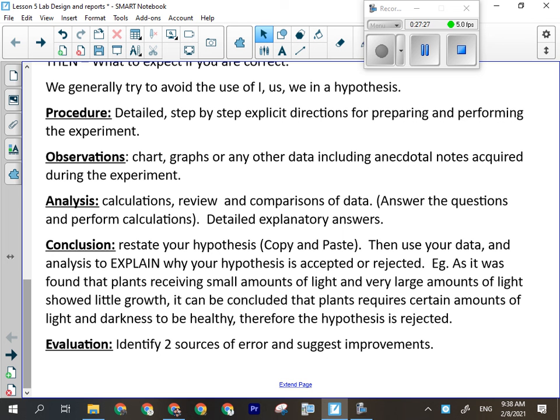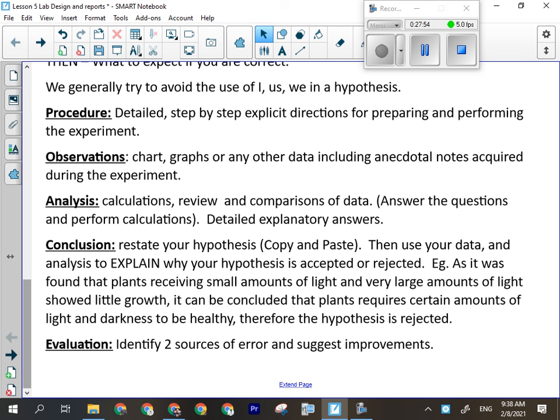Maybe a second source of error could have been something as simple as some of the seeds did not germinate properly. In the future, maybe more reliable seeds would be used, or only mature plants would be used to start the experiment. Then I'd be sure I don't have a problem with bad seeds or something like that. Everybody follow me there? So, sources of error and how to fix them.